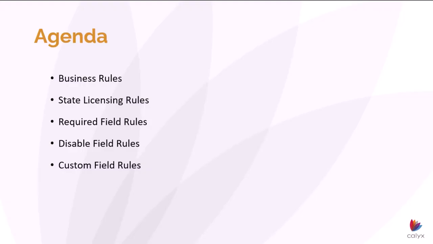On today's agenda, we'll be covering business rules and the 4 different types of business rules we have within the PointCentral admin website. Those would consist of the state licensing rules, required field rules, disabled field rules, and custom field rules. But first, let's talk about the purpose of using business rules.